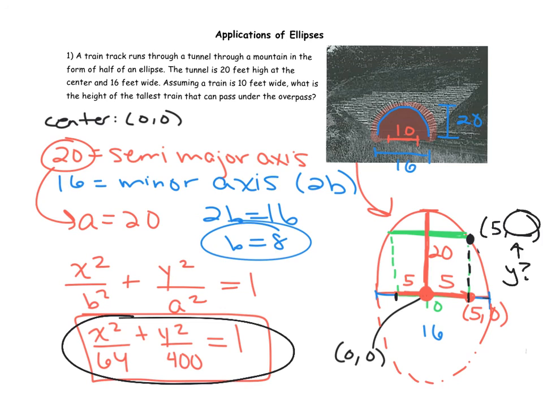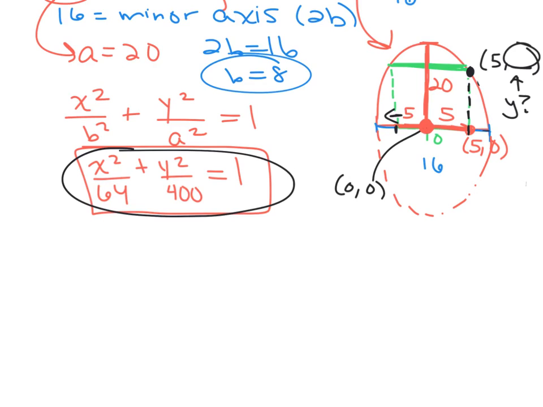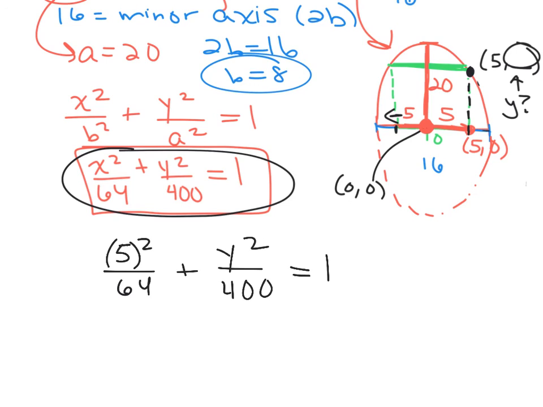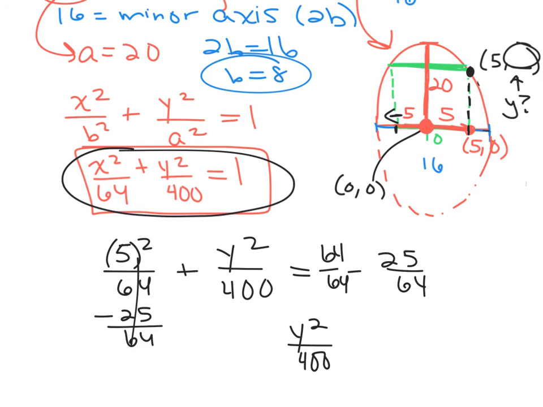I could have also used -5 if I wanted to here, right? Because we moved 5 units also to the left. But I'm just going to keep with the positive values. It doesn't matter. So let's plug in. If I know x is equal to 5, we're trying to find that y value. So I'll have 5 squared all over 64 plus y squared over 400 equals 1. I'm going to simplify a little bit here. I'll bring over the 25 over 64. I can rewrite 1 as 64 over 64. So I have y squared over 400 equals 64 minus 25, which is 39, all over 64.